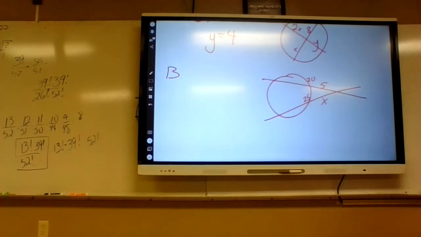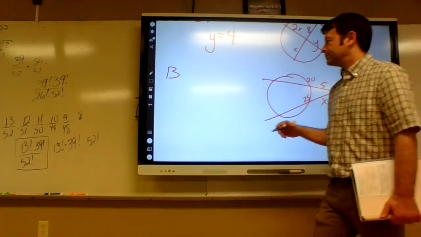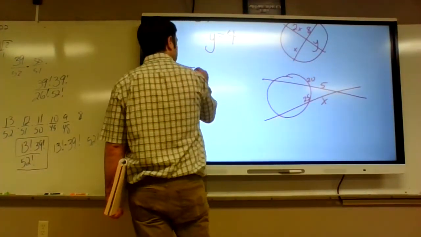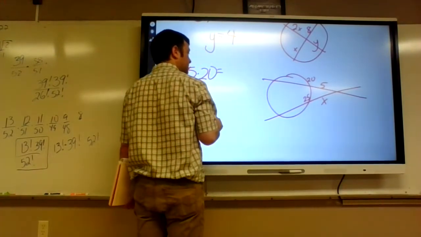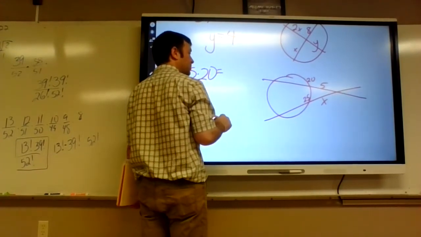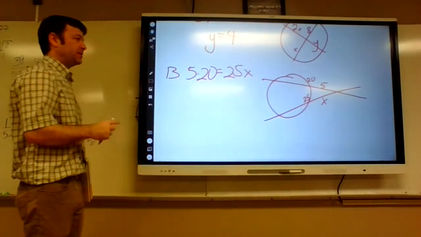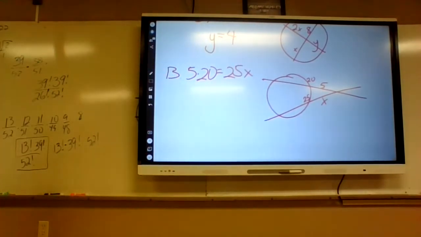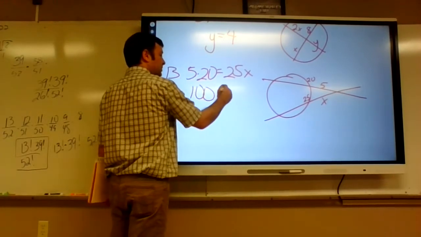Alright, so outside times whole thing, right? What's the outside on the top? What's the whole thing? 20. On the bottom, what's the outside? What's the whole thing? Yeah, so this one's kind of easy actually, because they just give us the outside, or the whole thing, I mean. 5 times 20 is 100.